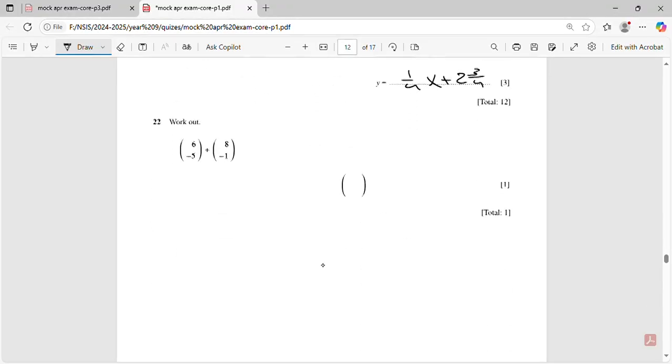Okay. Now for vectors, if I have two vectors added together, as in these examples, 6 plus 8 will be 14, and negative 5 plus negative 1 will be negative 6.